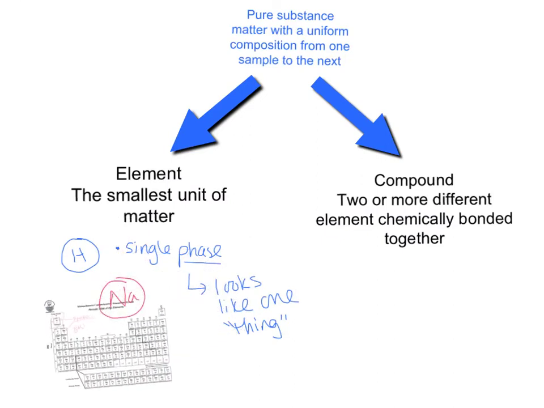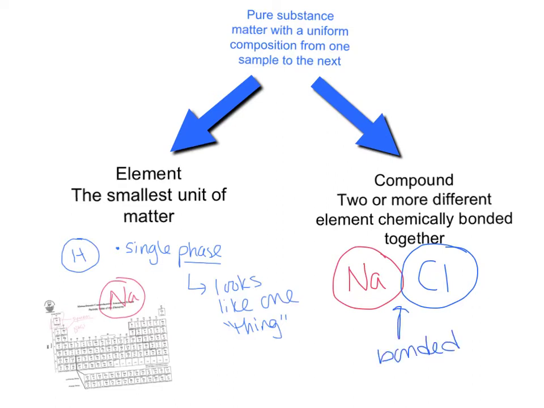So the other thing we're going to go into, the other type of pure substance, is a compound. That is when two or more different elements are chemically bonded together. So that would look like something like a sodium atom bonding with a chlorine atom. And you show that they're bonded by basically having them touch. That's a common way to represent compounds in chemistry.